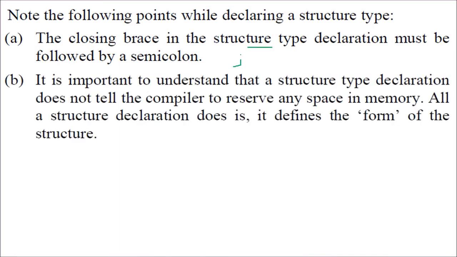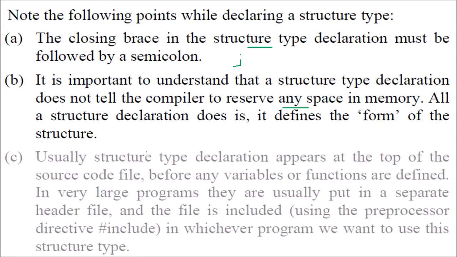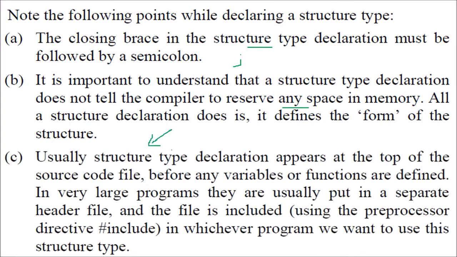The structure type declaration does not tell the compiler to reserve any space until you make a variable. Usually this structure type is given at the top, before any variable is defined. And if we have a large program with various structures, then we define those structures in a header file, and we can include it in our program using hash include.